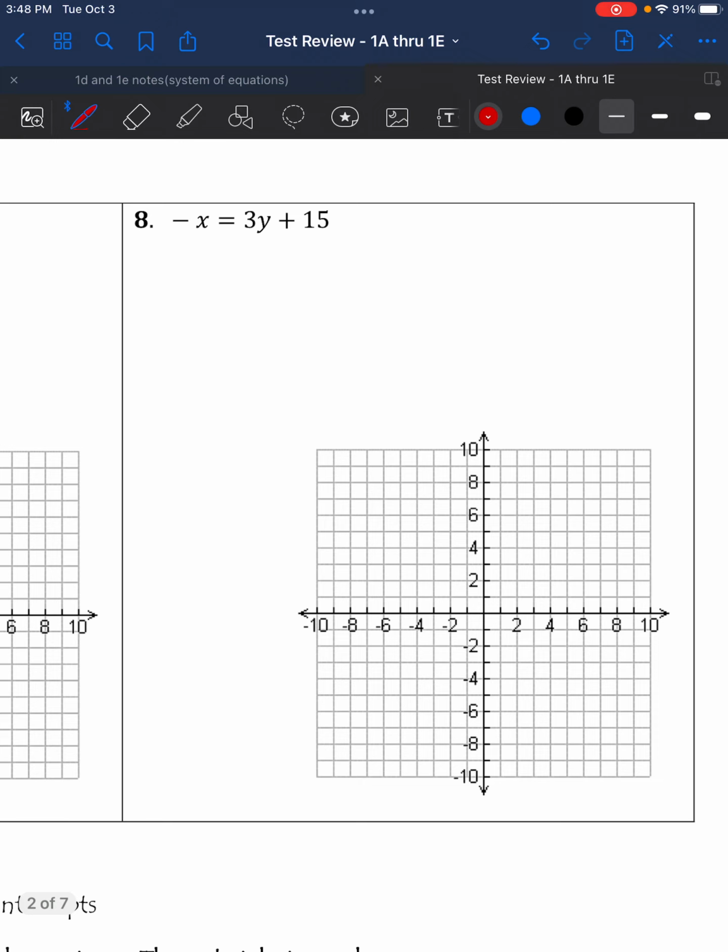All right, number 8. I am going to move the subtract 15. So negative 15 minus x equals 3y. Divide by 3, divide by 3, divide by 3. Negative 5 minus 1 over 3x. Remember, that's a 1 there. And that negative, put it out in the middle.